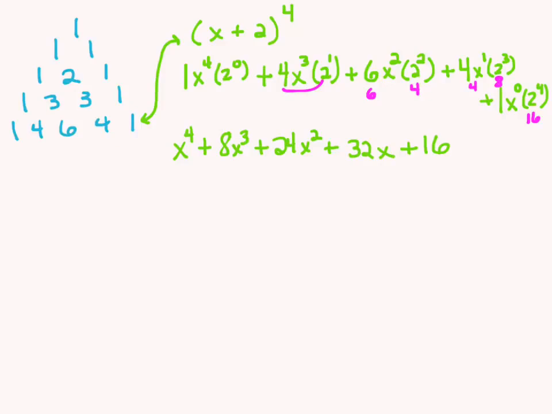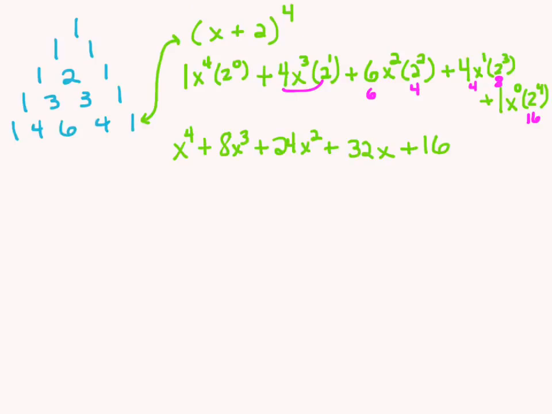x plus 2 to the 4th is equal to x to the 4th plus 8x cubed plus 24x squared plus 32x plus 16. Let's do one final example. And this time, x minus 3 to the 5th.